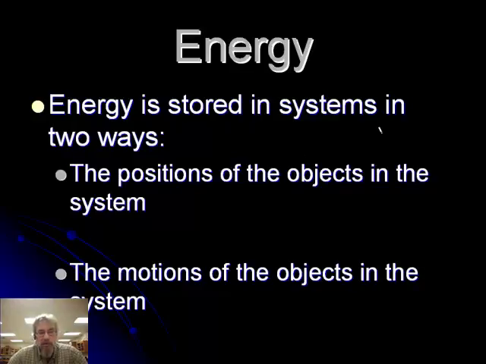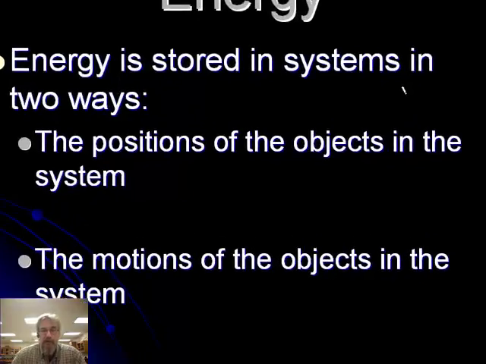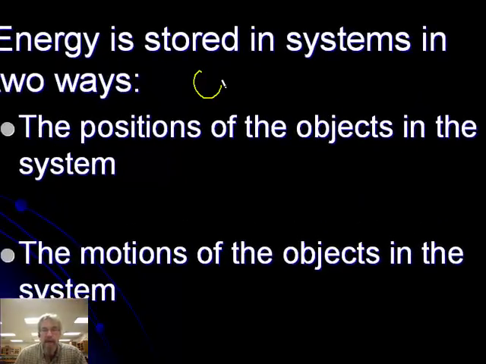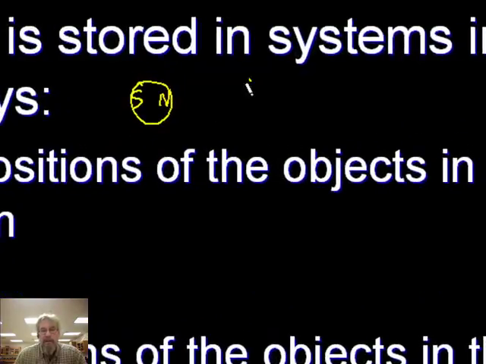In systems, energy can be stored in two different ways. One of the ways that you can store energy is in the positions of objects that are in the system. If you have two objects that for some reason are attracted to each other, like let's say two magnets. Here's a magnet with a north pole here and a south pole here, and another magnet over here with the south pole here and the north pole here. There's an attraction between these two objects, and if you hold them apart from each other, you have stored energy in that system of magnets.